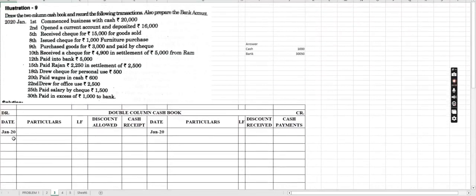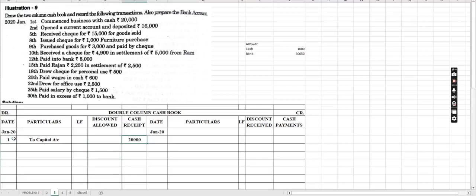Commence business with the cash on first. Like I said, commence business with the cash. Cash is there to capital account. Amount is 20,000 in the cash. Sorry, not in the discount column. It should be in the cash column. Okay, done. Next, on second, open the current account and deposited 16,000.